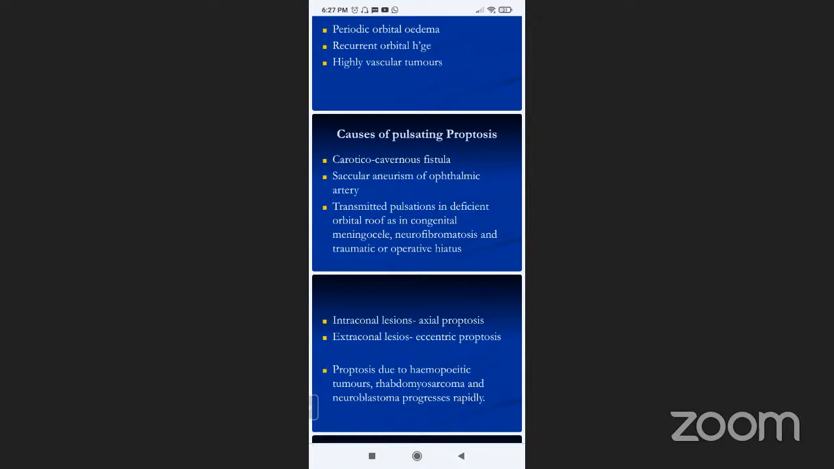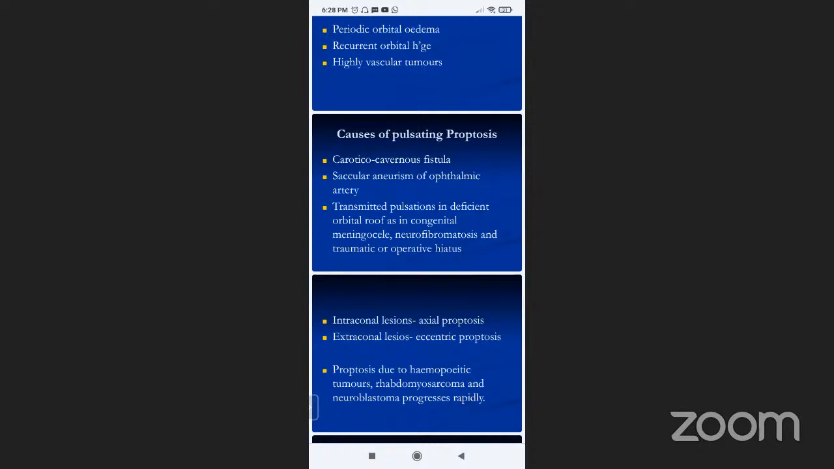Whereas eccentric proptosis is, in addition to the forward movement, there is a sideways movement also. Either it is deviated outwards, inwards, upwards, downwards, and so on. That is known as eccentric proptosis. Axial proptosis is produced by intraconal lesions, and eccentric proptosis is produced by extraconal lesions. So, intraconal lesions and extraconal lesions.